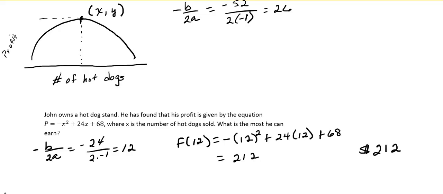The X-coordinate is 12. Once I find that, I plug that back into my formula to find the Y-coordinate, and that's 212. So the most he can earn is $212.